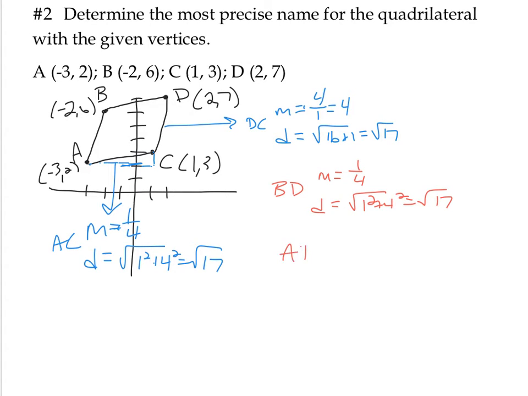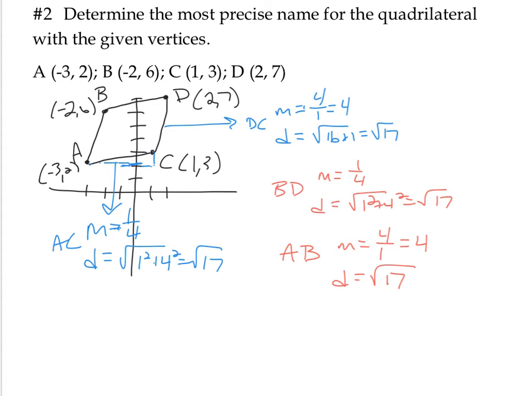And then finally, side AB will have a slope of rise 4 and run 1. So that's a slope of 4. And a distance of the square root of 17. 1 squared plus 4 squared. Again, is square root of 17. So you can see that all 4 of these sides are congruent. They've all got lengths of square root of 17. So all 4 of those sides have a length of the square root of 17. So all 4 sides are congruent.